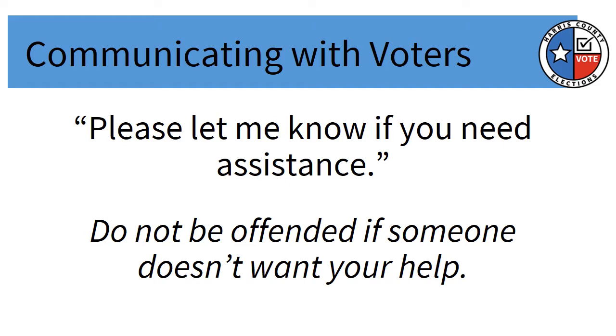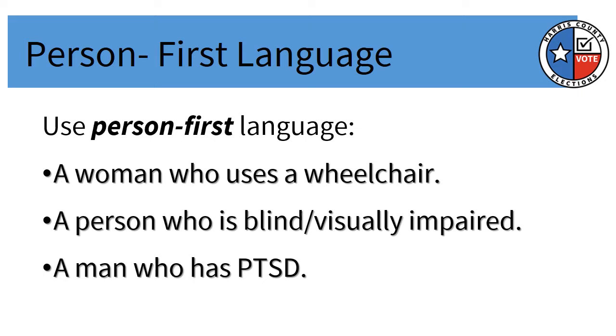If you don't know how to help or what to do, communicate with the voter. Ask, do you need assistance? Or, please let me know if you need any assistance. Do not be offended if someone doesn't need or want your help. When referring to a voter, use person-first language. This means referring to a person who happens to have a particular characteristic. Examples include a woman who uses a wheelchair or a man who has PTSD.